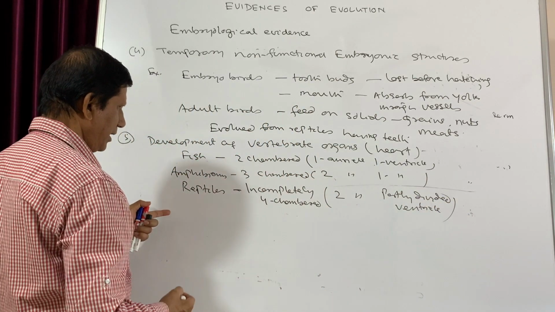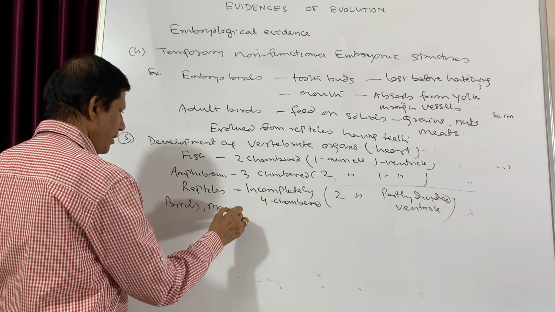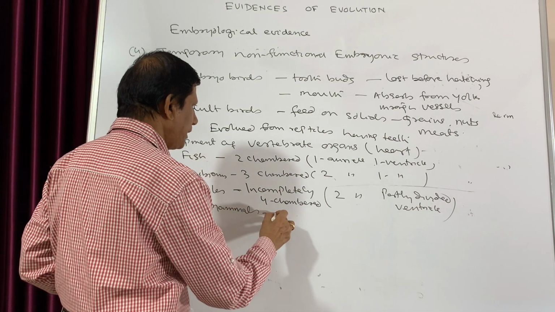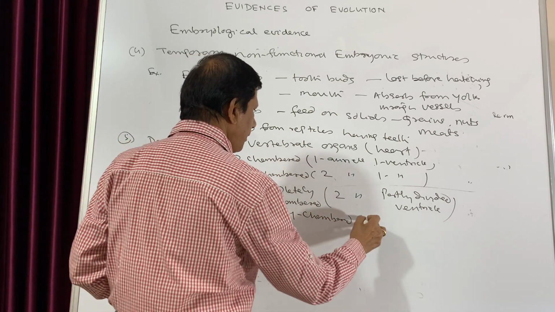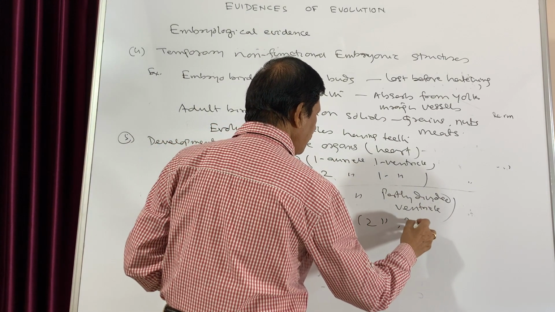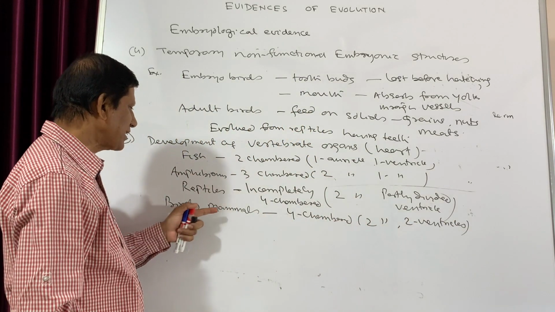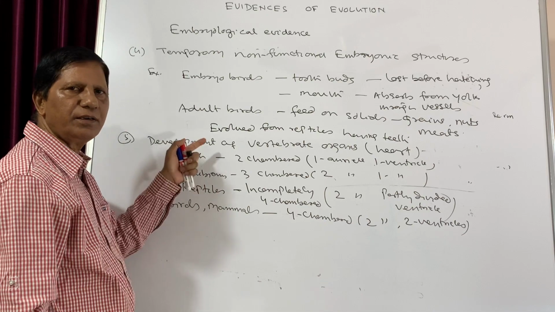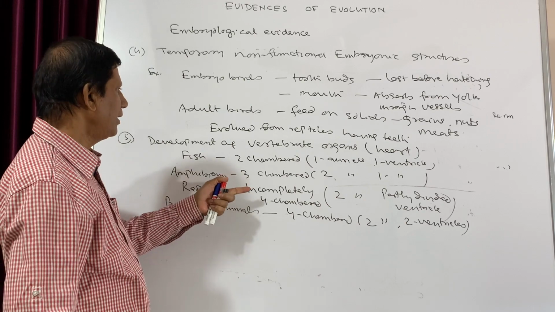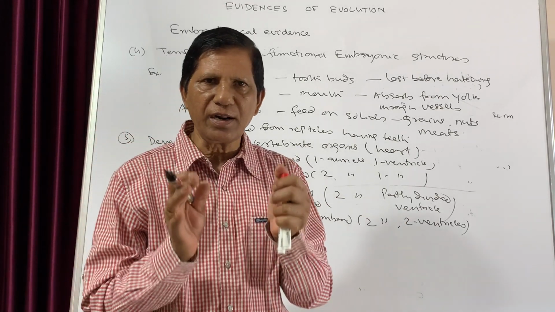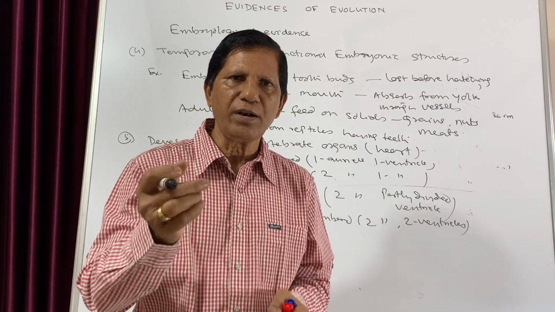And in birds and mammals, it is completely four-chambered, having two auricles and two ventricles. So it clearly shows that birds and mammals have evolved in this method of evolution. This also gives the example that the development of certain organs like heart, brain, kidney takes place in a gradual development from lower to higher organisms.